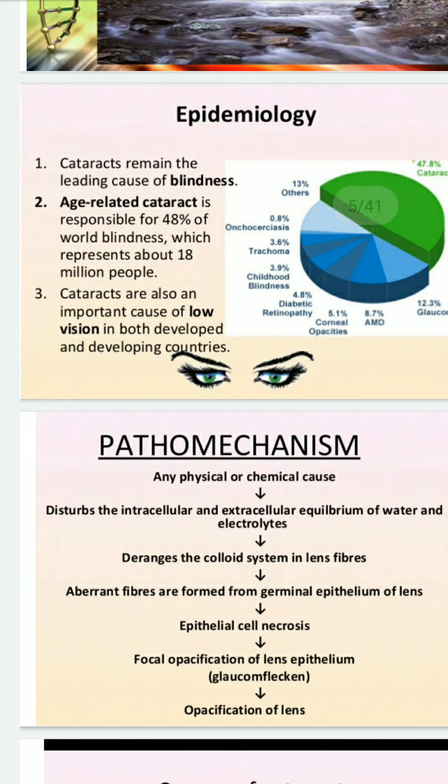Next is the pathophysiology of the cataract. It can develop in one or both eyes at any age for a variety of causes. Any physical or chemical cause may disturb the intracellular and extracellular equilibrium of water and electrolytes. That rearranges the colloid system in the lens fibers and leads to epithelial cell necrosis and focal opacification of the lens epithelium. And finally, the opacification of the lens occurs.